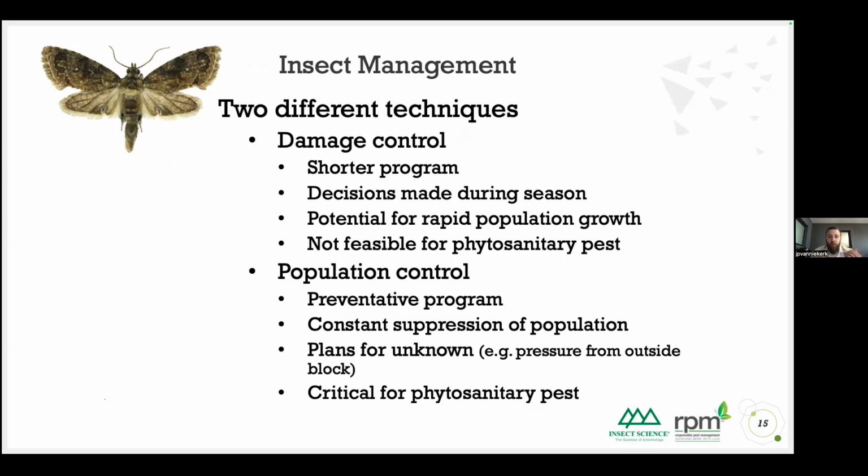And then we have population control, or preventative action. So this is a constant suppression of population early on in your program. So instead of waiting for the population to grow, you act early in order to suppress the population and thus also suppressing or controlling the damage. And this is the right way to go forward when trying to control phytosanitary pests in your orchards.